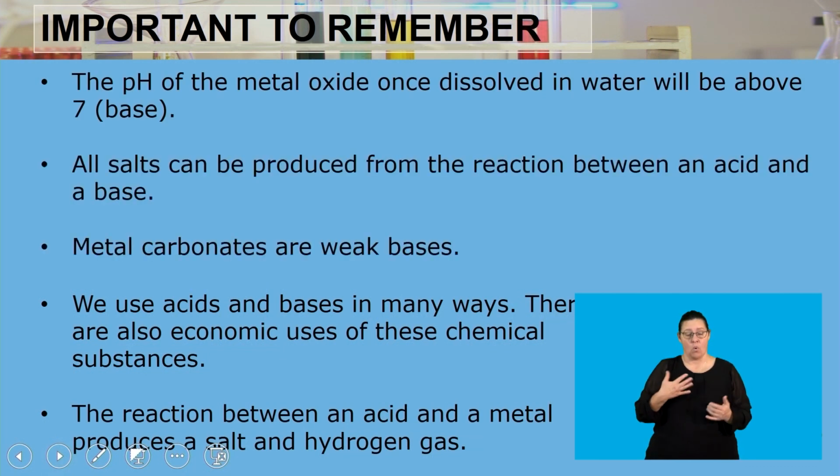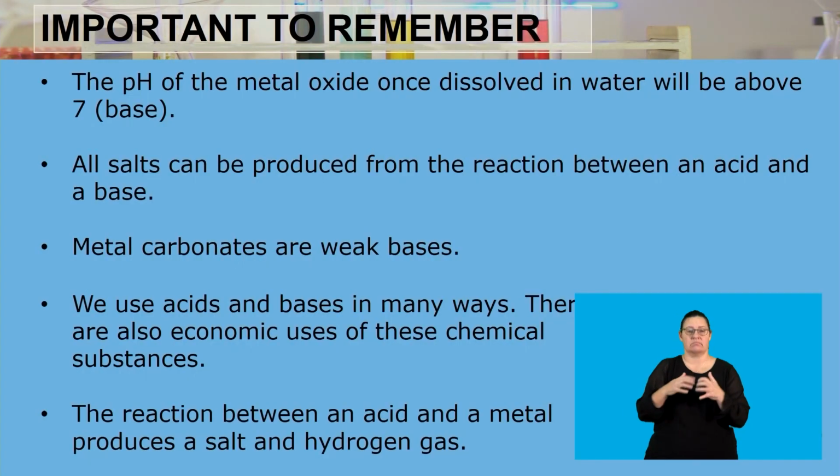Now, what I want you to take away from this lesson is the following things. Number 1: the pH of a metal oxide once dissolved in water will be above 7. That means when we have a metal oxide dissolved in water to make a solution, then the solution will have a pH that is above 7. And if the pH is above 7, it's basic, or it's a base.